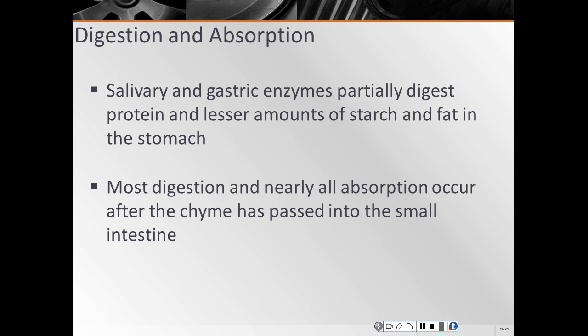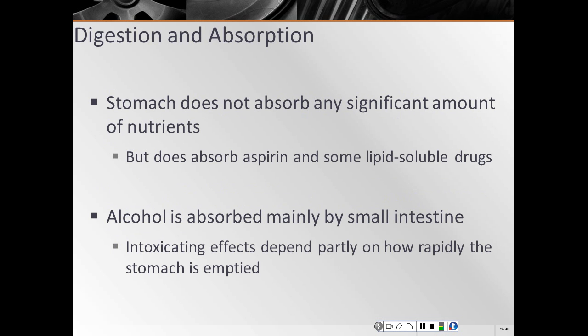Alright, so digestion and absorption. Now the salivary and the gastric enzymes partially digest protein and lesser amounts of starch and fat in the stomach. Most digestion and nearly all absorption occur after the chyme has passed out of the stomach. The stomach doesn't absorb any significant amount of nutrients, but it does absorb aspirin and some lipid-soluble drugs. Alcohol is absorbed mainly by the small intestine, so its intoxicating effects depend partially on how rapidly the stomach is emptied.